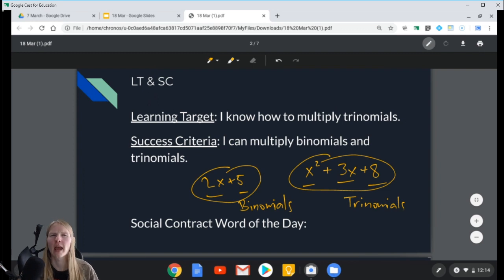Social contract word of the day. I'm probably going to take that out because we are not here as a class looking at our social contract to choose one. But you can choose one for yourself. What word do you think will help you with this learning target and success criteria? If it sounds scary to you, maybe calm would be a good word to have. Or if you really want to be outside right now because the sun is shining, maybe attentive would be a good word to have so that you're very focused on what we are doing today. Whatever word you want, what do you think you should focus on? We're going to multiply binomials and trinomials together.